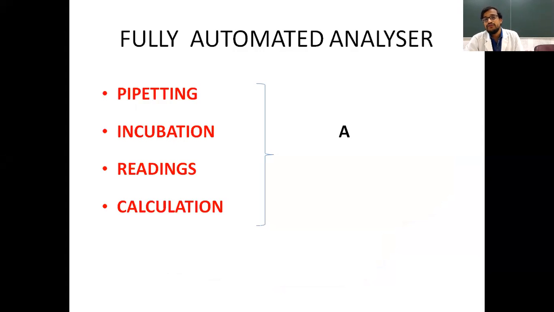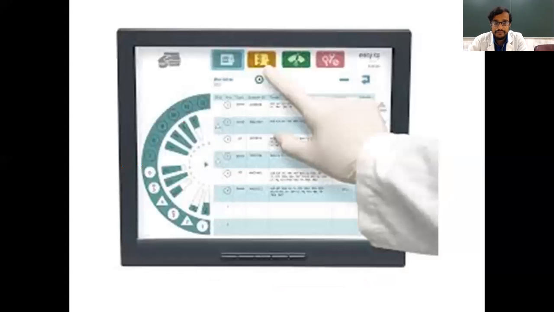Okay. So all the fully auto analyzers are connected with a computer system on which we will give the instructions to the system, and finally the analyzer will give the results in the monitor. We will give the instructions to the analyzer. Analyzer is a machine. It is not having any mind. So we have to give the instructions to the analyzer, and depending upon our instructions, it will give the result. Okay, and it will display on the monitor.